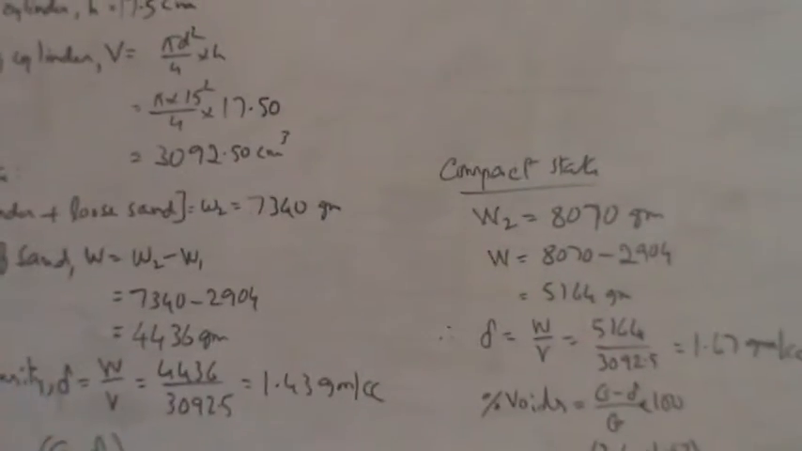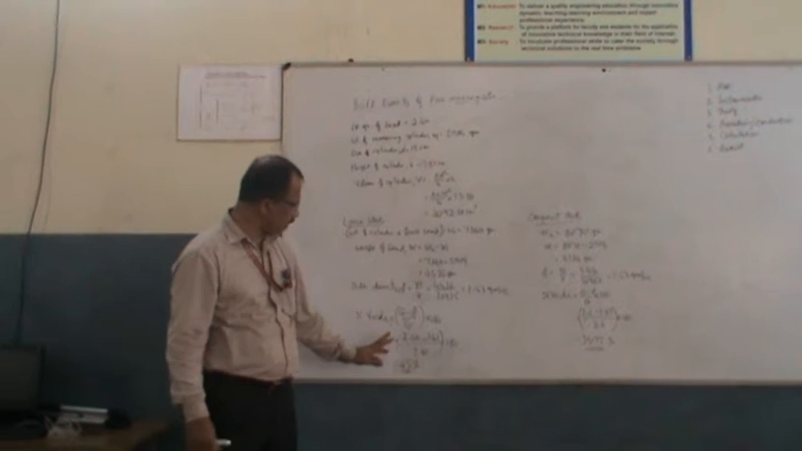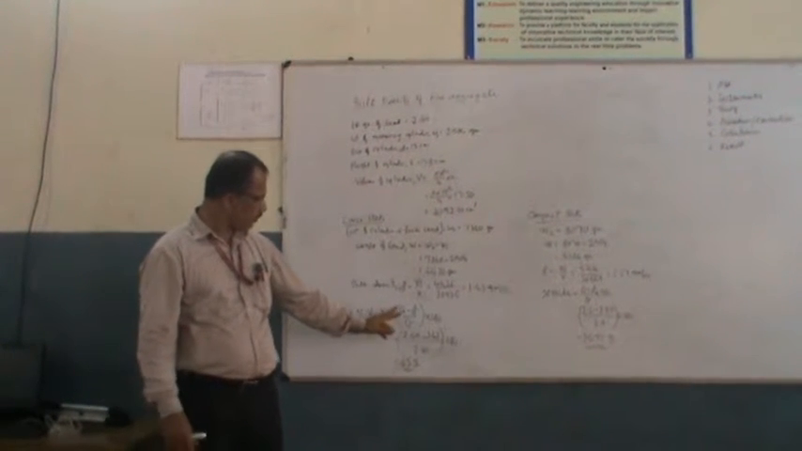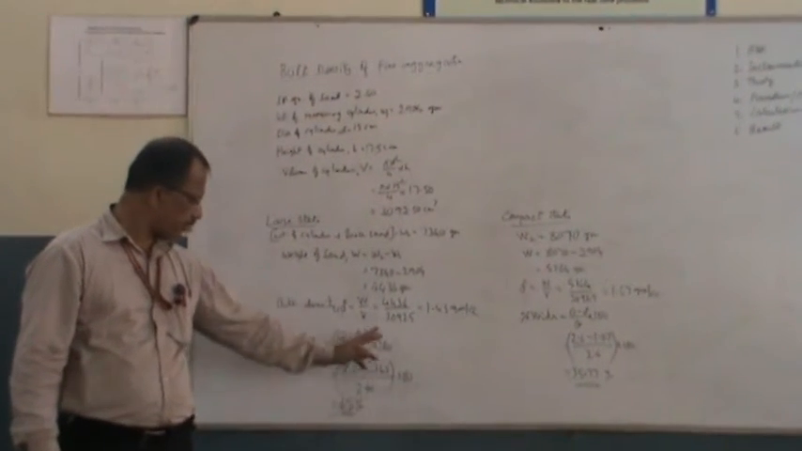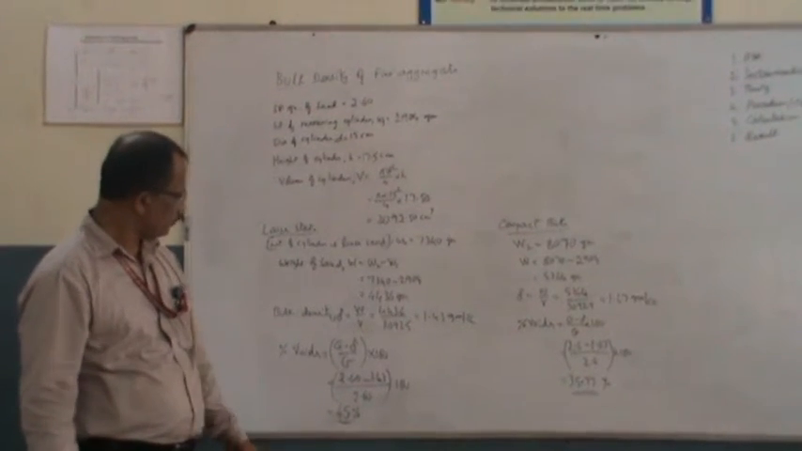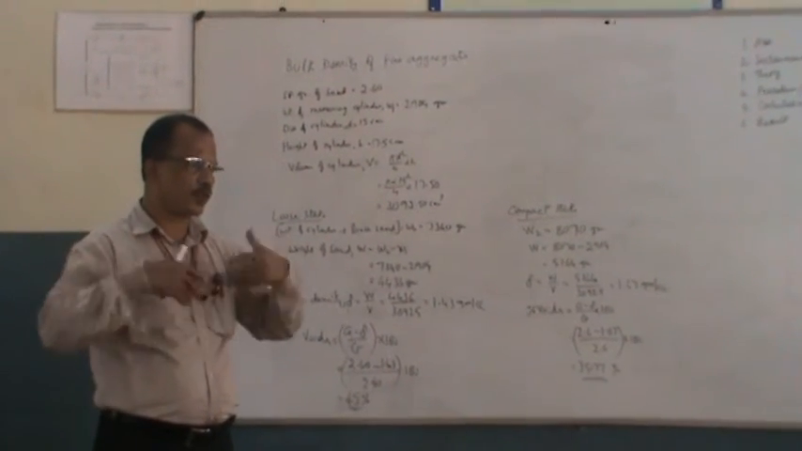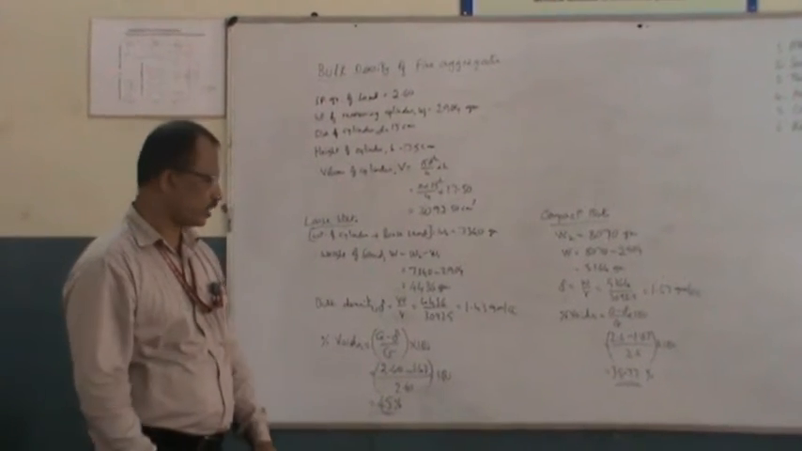Percent void space between the particles when it is filled in the cylinder in loose state is calculated as percent void is equal to G minus delta by G, specific gravity minus bulk density divided by specific gravity, into 100, which gives us 45%, which indicates particles have 45% space inside when the sand is filled in loose state.